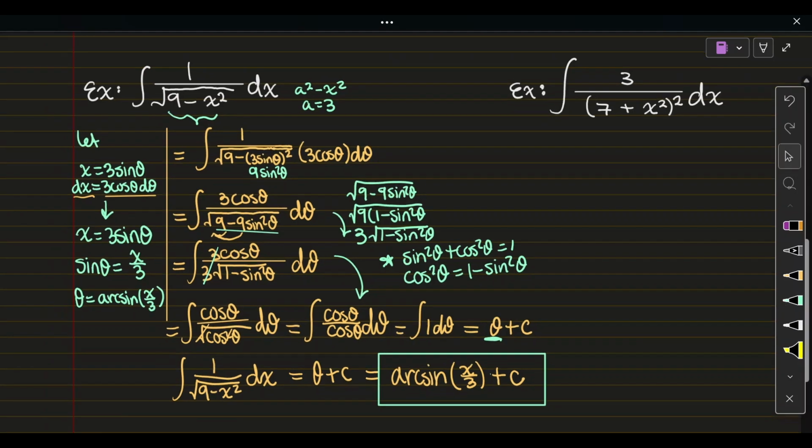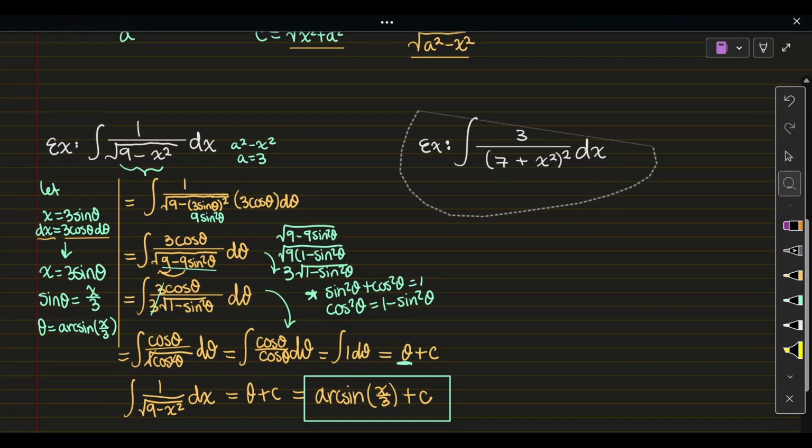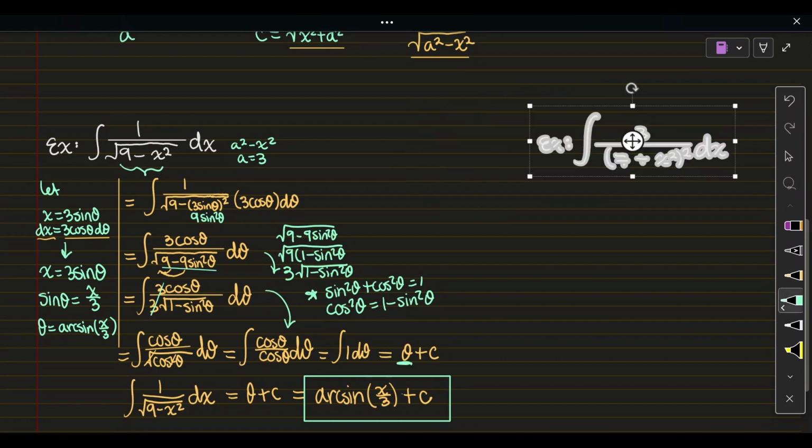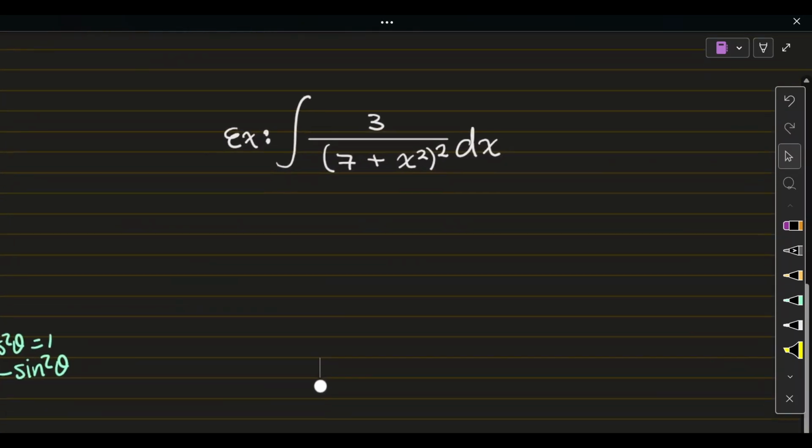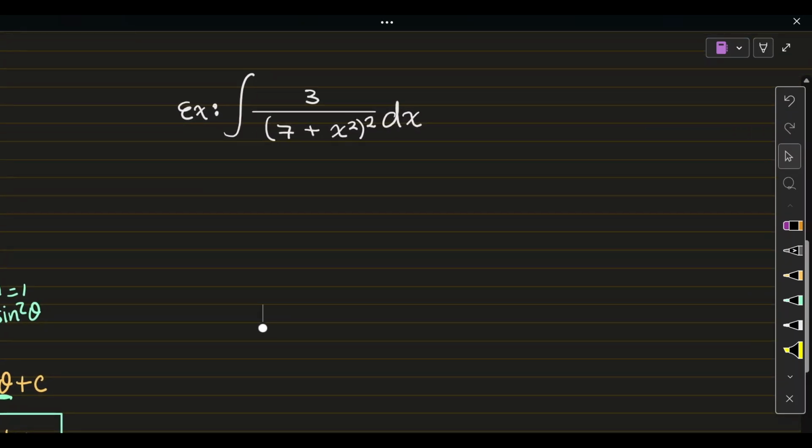Okay, so now moving on to a slightly more complicated example. Let's go over here. So I have the integral of 3 over 7 plus x squared, quantity squared, dx. So I have something that resembles a squared plus x squared. And in this case, a squared is 7. So this means that a is going to be the square root of 7.